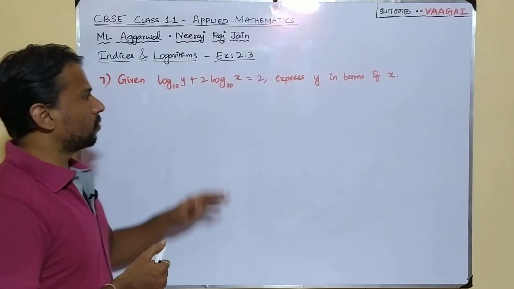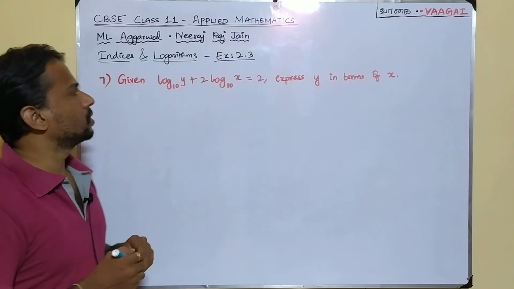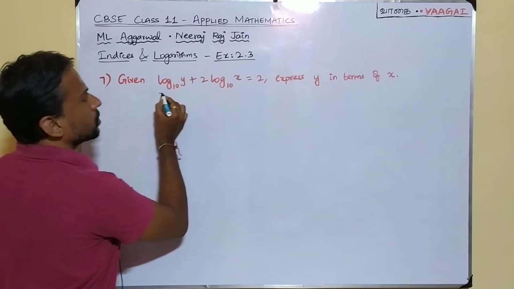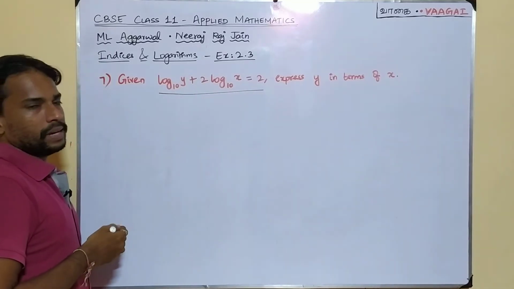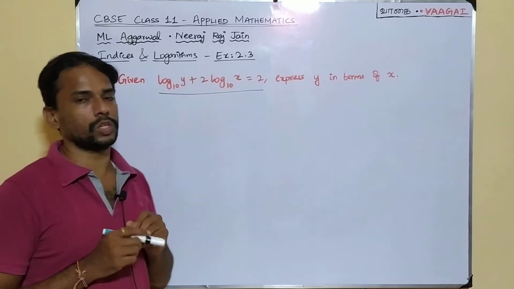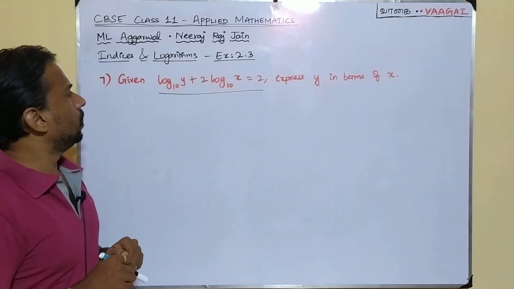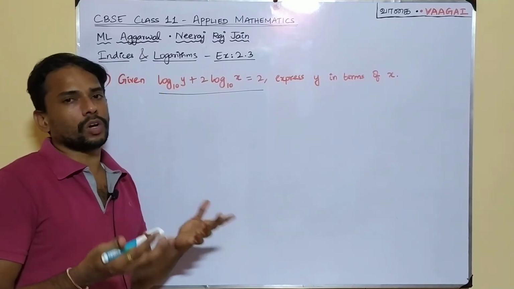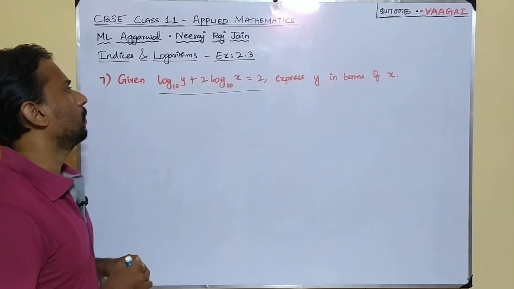Let's try to do that from what is given to us. So let us see what is given. Here we have this expression, log of y to the base 10 plus 2 log of x to the base 10 is equal to 2. This is what is given. Since here we have the log to the base 10, it simply means it is a common logarithm.